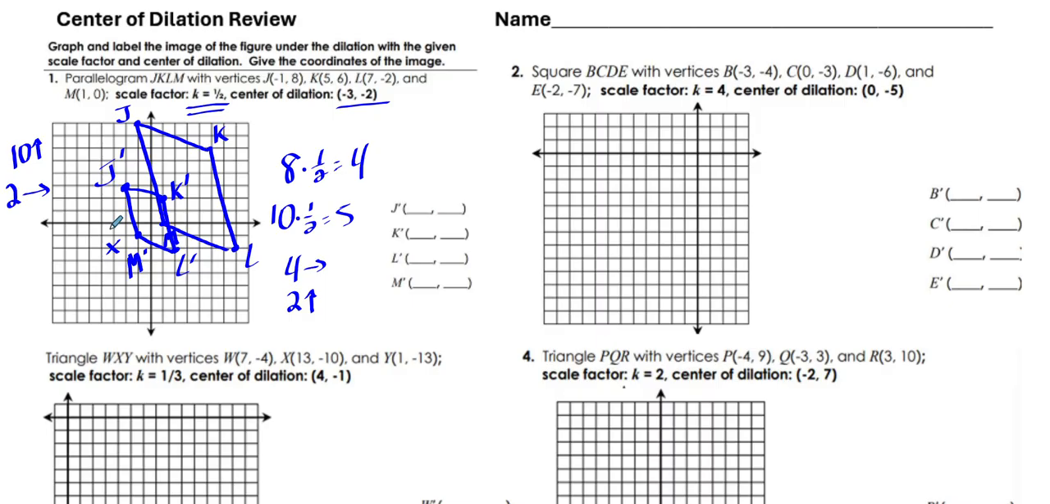Looks like M prime is at -1, -1. L prime is at 2, -2. K prime is at 1, 2. J prime, should really be saying prime, but -2, -3. Oh, sorry, +3.